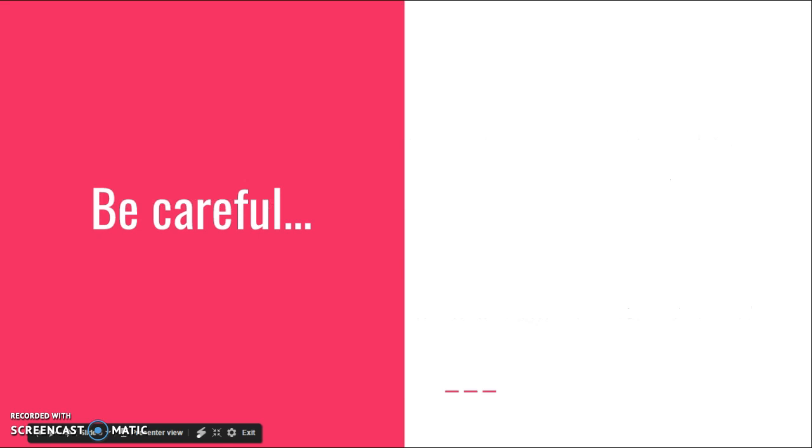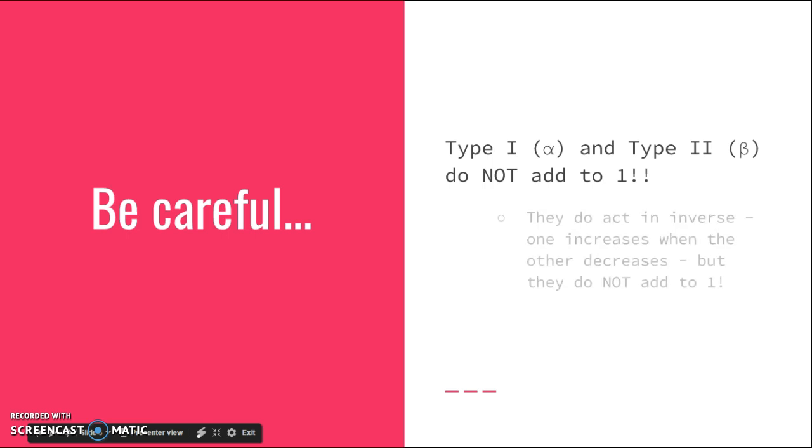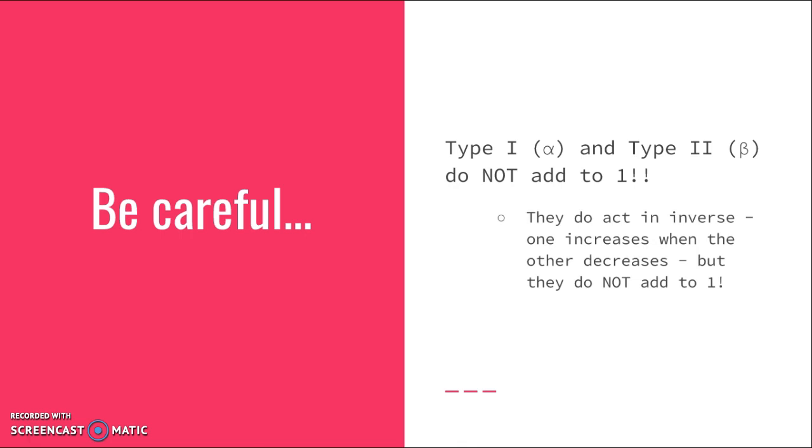Be careful. I think the biggest mistake I saw on a question regarding power and error on our practice tests, type 1 and type 2, the alpha and the beta probabilities do not add up to 1. So it's not like you can find type 1 by doing 1 minus type 2, or type 2 by doing 1 minus type 1. They do not add up to 1. They do act in inverse of each other, so as type 1 increases, your probability of type 2 is going to decrease, and vice versa, but they do not add up to 1.